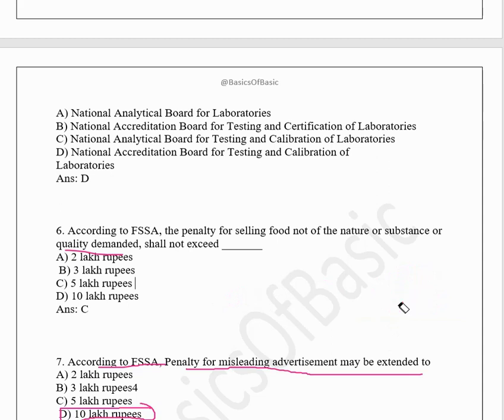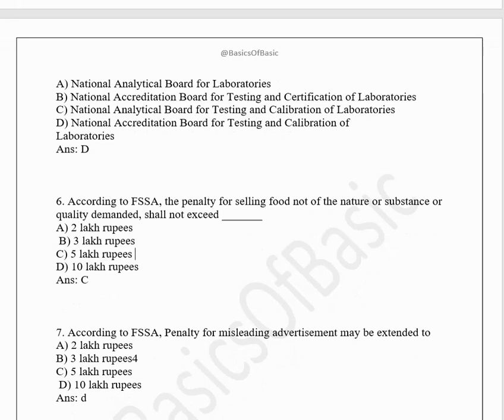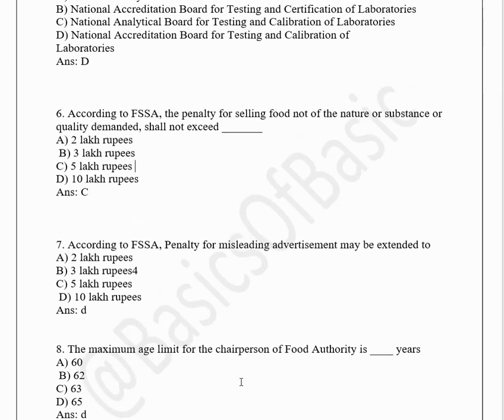Okay, and the question which I asked is very important because it was recently in the news. So please do answer that question. The maximum age limit for the chairperson of food authority. See, these kinds of questions are important because in almost all exams like UPSC also, questions are asked with respect to age. Okay, where the authority may differ.